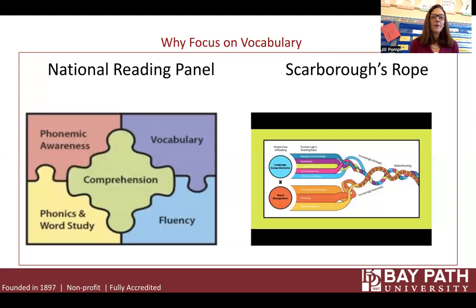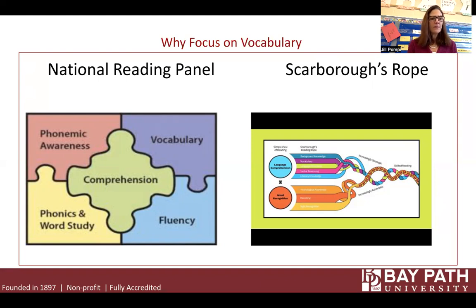Now, back to vocabulary, and why are we focusing on vocabulary? Well, there are 5 essential components to literacy instruction that were first identified back in the early 2000s by the National Reading Panel, and they are still considered key in all of the science of reading research that we have today. Vocabulary is one of those 5 components. In addition, when we think about Scarborough's rope, we notice that one side focuses on word reading and the prerequisite skills to decoding, and the other side focuses on comprehension. And of course, we see vocabulary as an important part of comprehending text.